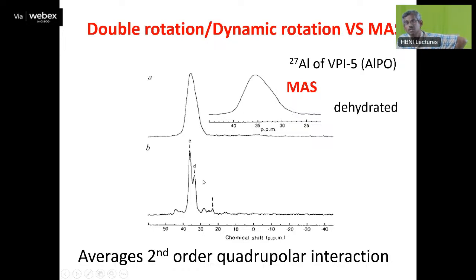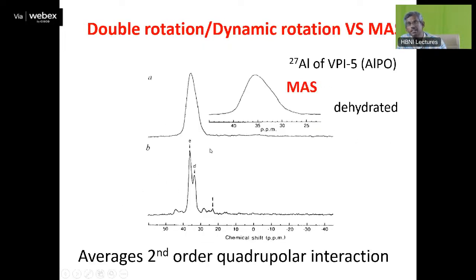However, if you do a double angle rotation, double rotation or dynamic, you are able to see the second order quadrupolar interaction get averaged out. You can see well distinct peaks because this is a dehydrated sample. You can see aluminium with a different number of hydroxyl molecules. You see here this aluminium, which is characteristic of the tetrahedral aluminium, with different amounts of water molecules present. This can be found out by this aluminium-27 MAS NMR.